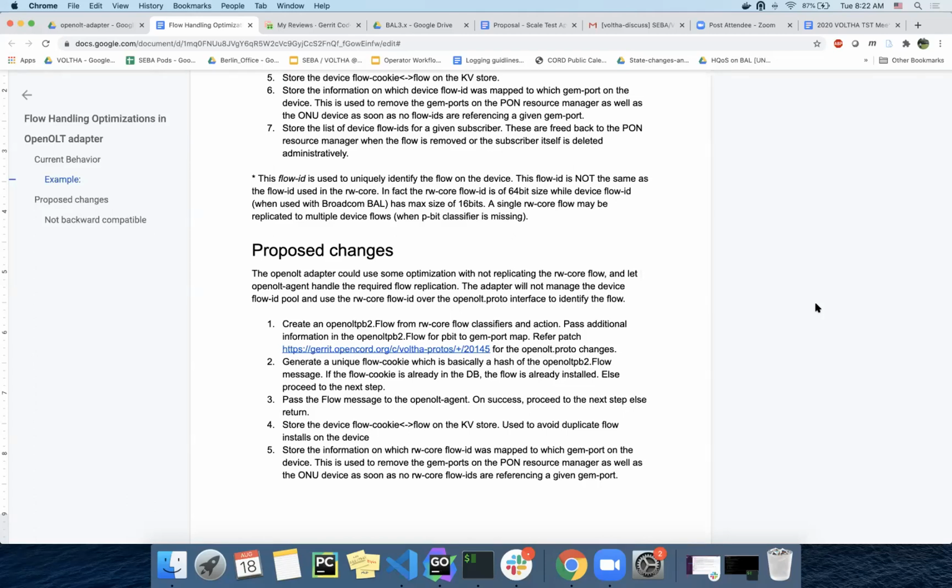There is no single API that you could just invoke that gives you back all the current running configuration on the BAL so you could just reconcile that. No, that's not possible today. I mean, there are bits and pieces. You could query all the gem ports, all the alloc IDs, all the flow IDs, the schedulers. But there is no single API that gives the running configuration on the device.